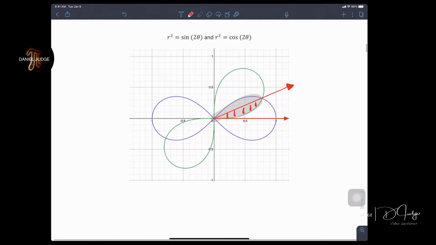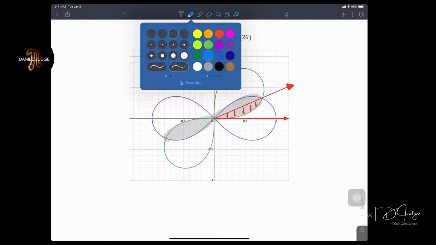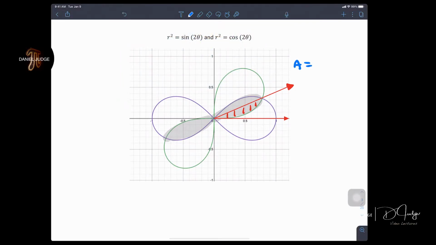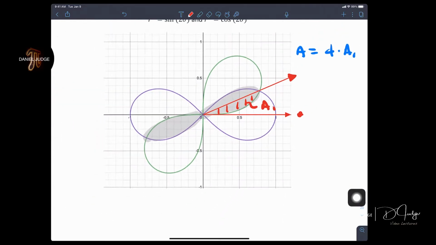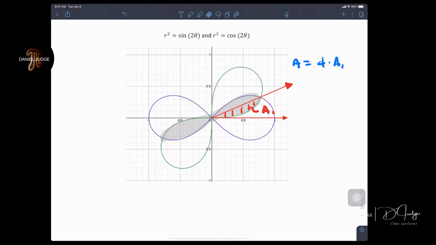So the area inside both curves is what you see here, because there's a portion of the curves down there too. So my area here, if I want to describe it this way, is 4 times A1, where by symmetry, this is that A1 area. So I know here, since this is a horizontal line, theta will be 0. The question is, what is theta here now? We need that point of intersection.